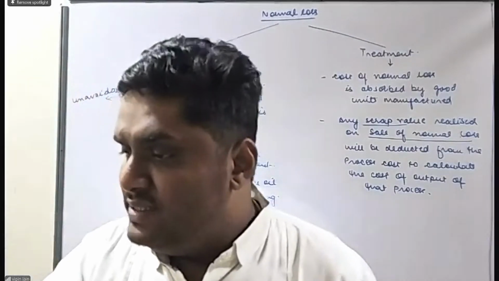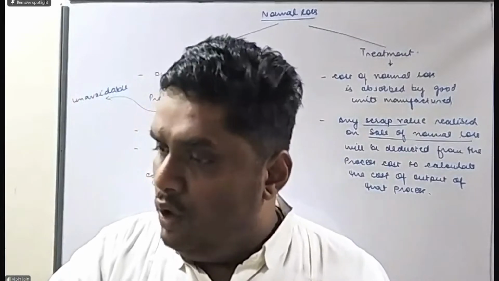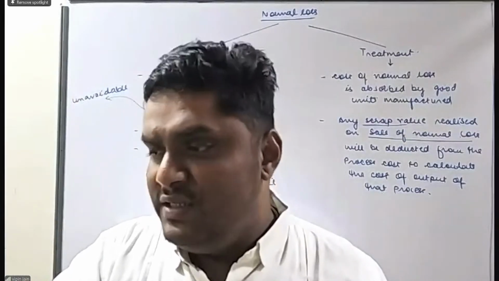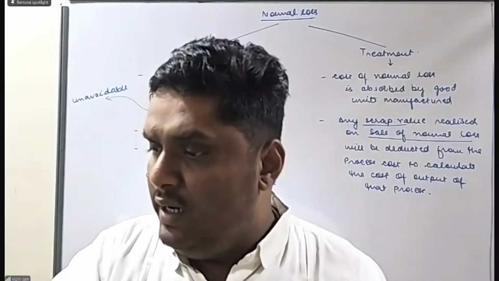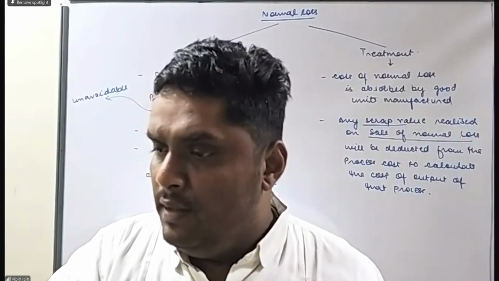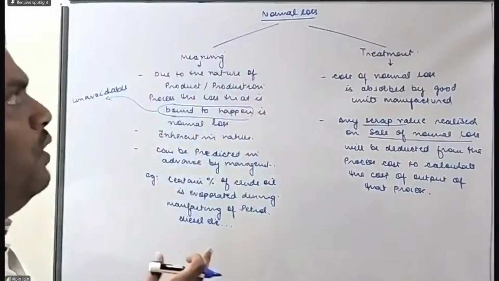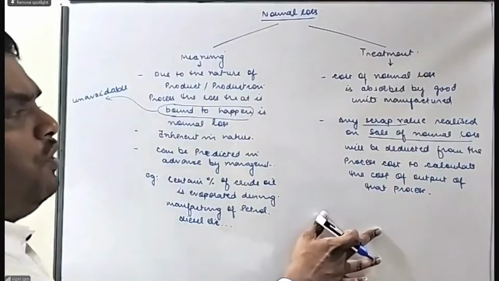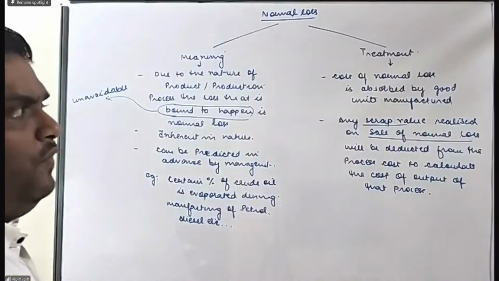Yes, Gurmeet, well said. The answer is correct. Loss of wood during the course of manufacturing furniture, Ananya, very good, correct. Oil packaging unit spilled, that is also correct, Kinari. So, anyways, guys, this is all about the meaning of normal loss and the treatment. This is the treatment of normal loss.